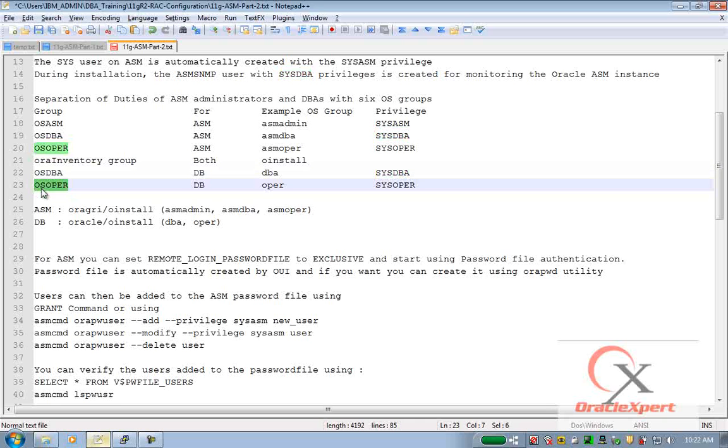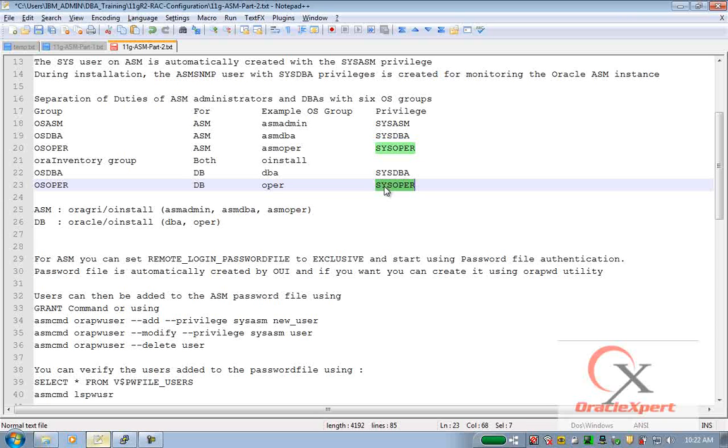There is another implementation for special privileges called sysOperator, which is literally indicated as OSOPER. In my case, let's say I have created an equivalent group for this as OPER, then I would make my Oracle account a secondary member of OPER group. Then as an Oracle user, I can also log in as sysOPER.